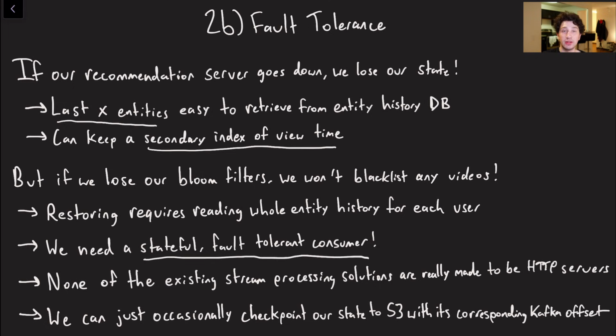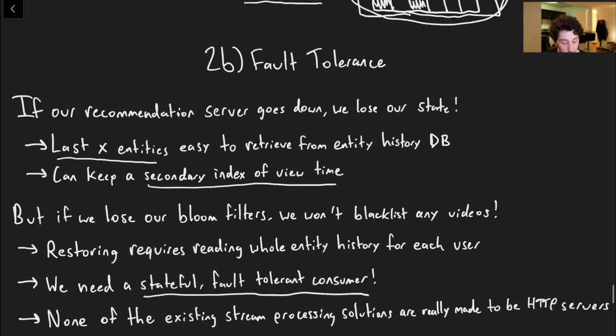So what can we do instead? Well, basically, what we really need is a stateful, fault-tolerant stream consumer. Now at this point, your eyes should be glazing over because you should say, Jordan, this is Flink, isn't it? You're close. It's not Flink because Flink is not really meant to be doing HTTP requests, which is what we need to be doing on our recommendation server.